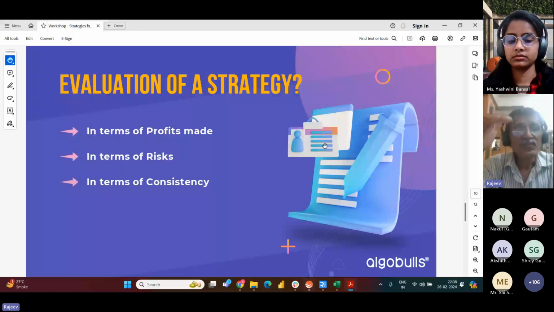So these are the main three parameters based on which there are different parameters when each of these parameters gets evaluated finally. But this is the broad conceptual area where the evaluation is carried out.